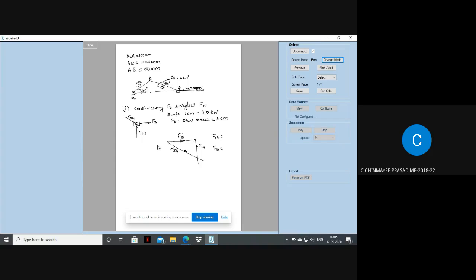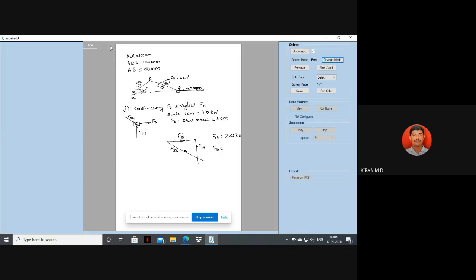4.1 centimeter means how much it will become? If you got 4.1 centimeter, you have to multiply it by the scale, 0.5 kilonewton. So 2.05 kilonewton you are going to get.